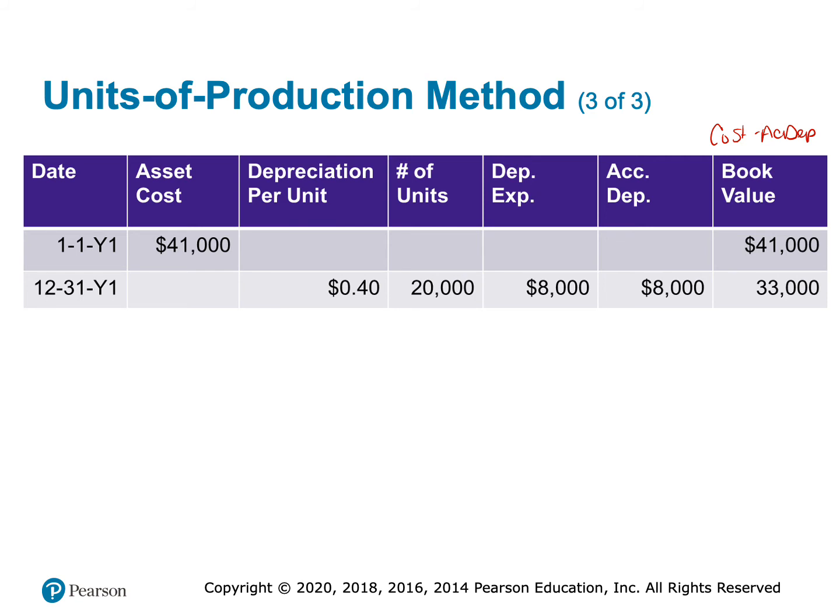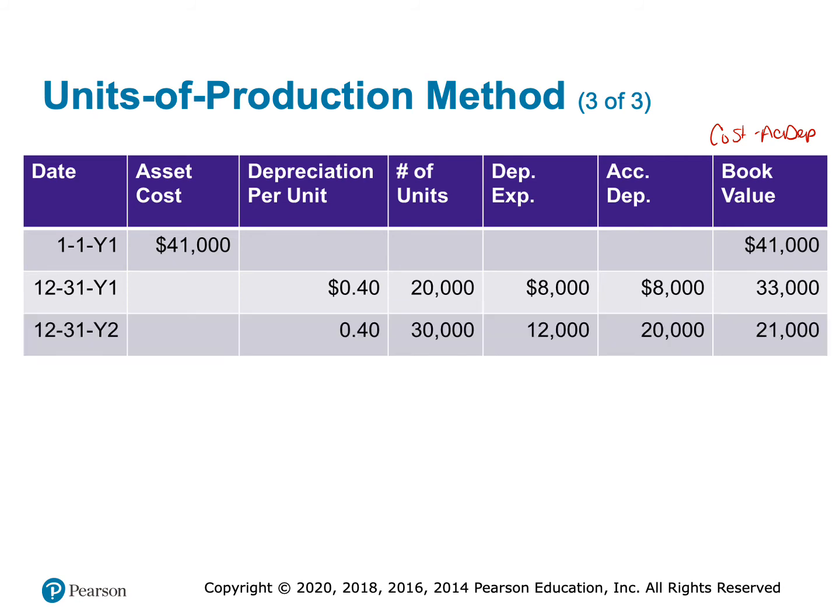We drove the truck 20,000 miles. This is not an estimate. We know, we measured it on December 31st before we did the adjusting entry. So I'm going to do an adjusting entry to debit depreciation expense, credit accumulated depreciation for 8,000, and that leaves me with a book value on that year one balance sheet of $33,000.